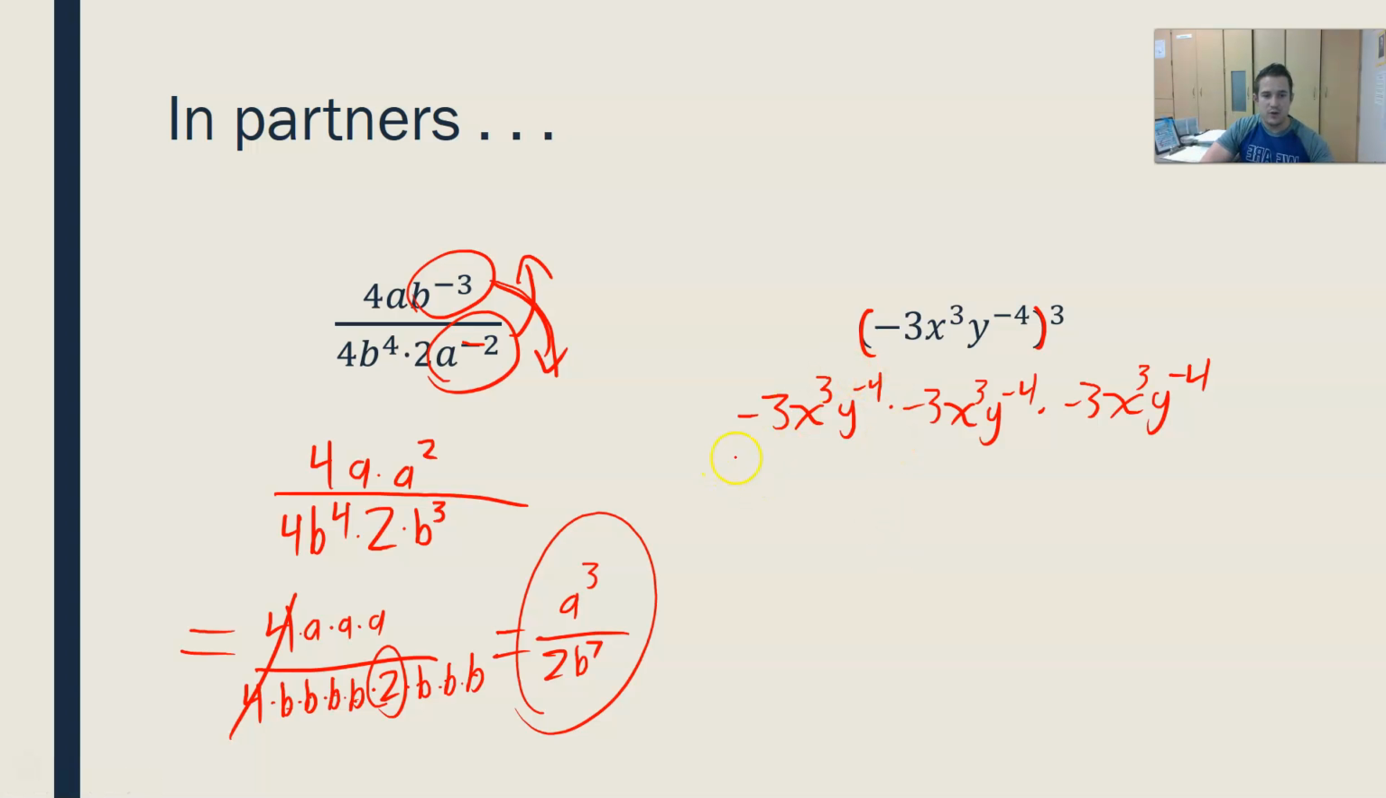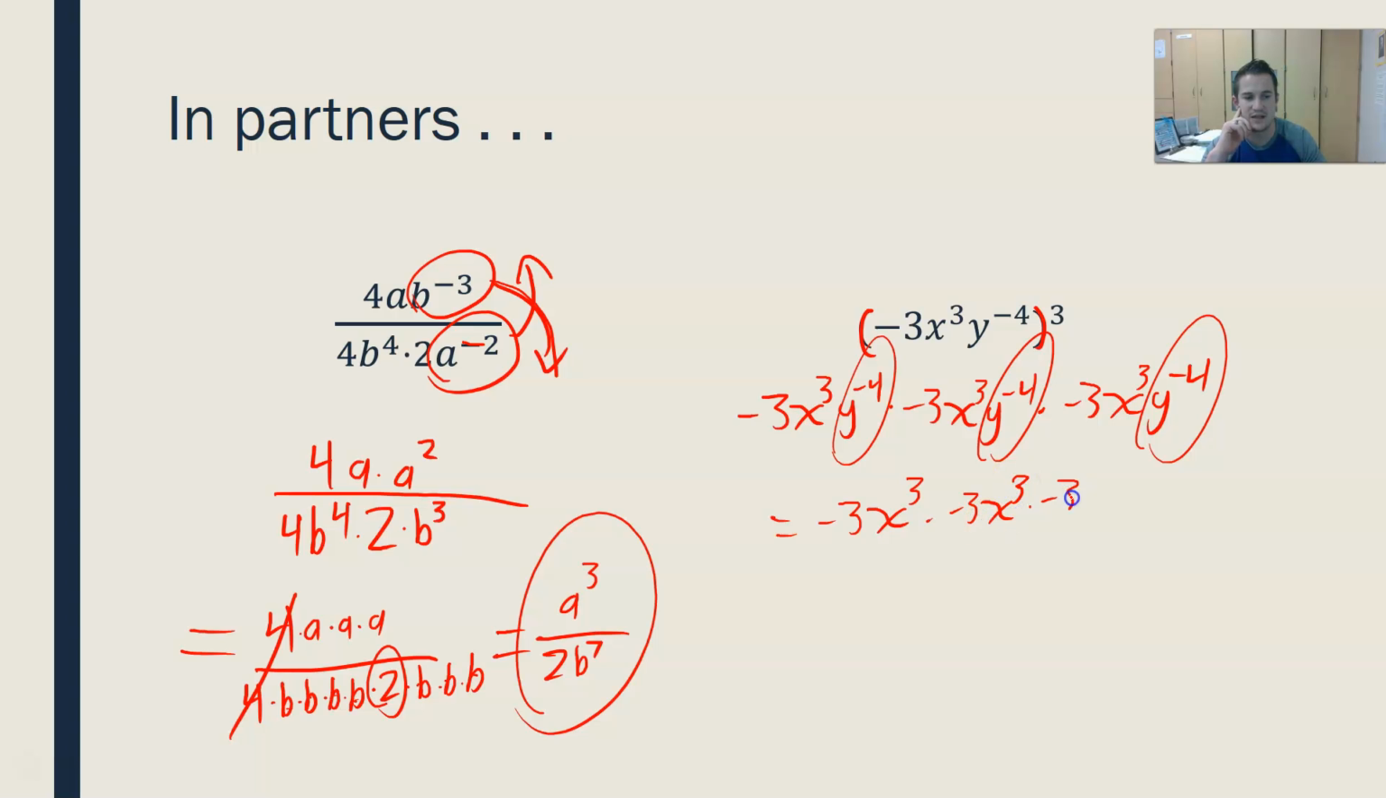Well, if I multiply all of these together, now I'm going to be looking for negative and 0 exponents, which I have a few right here, see? So I'm going to rewrite this as negative 3x to the 3rd times negative 3x to the 3rd times negative 3x to the 3rd divided by, and then in the bottom, if I flip all those negative exponents to the bottom and change the signs, I have y to the positive 4 times y to the positive 4 times y to the positive 4.